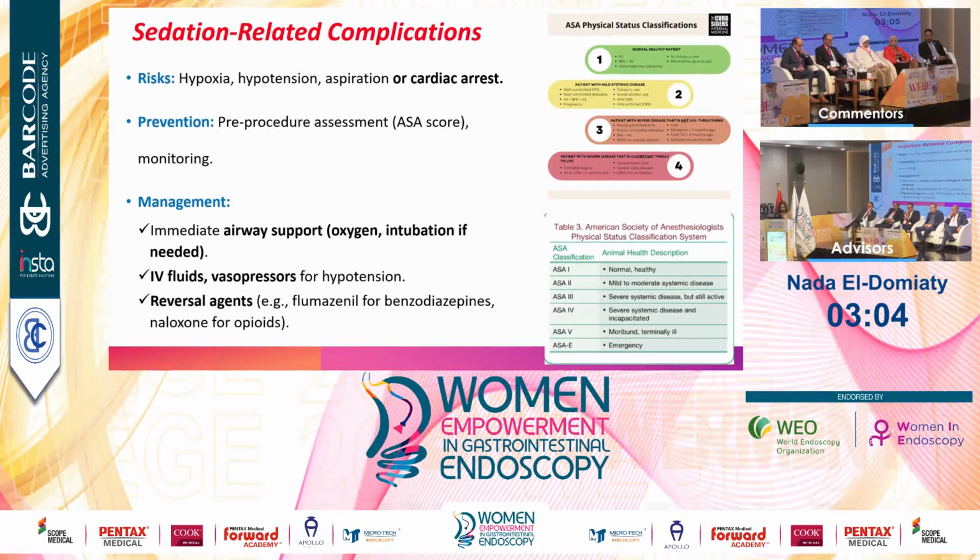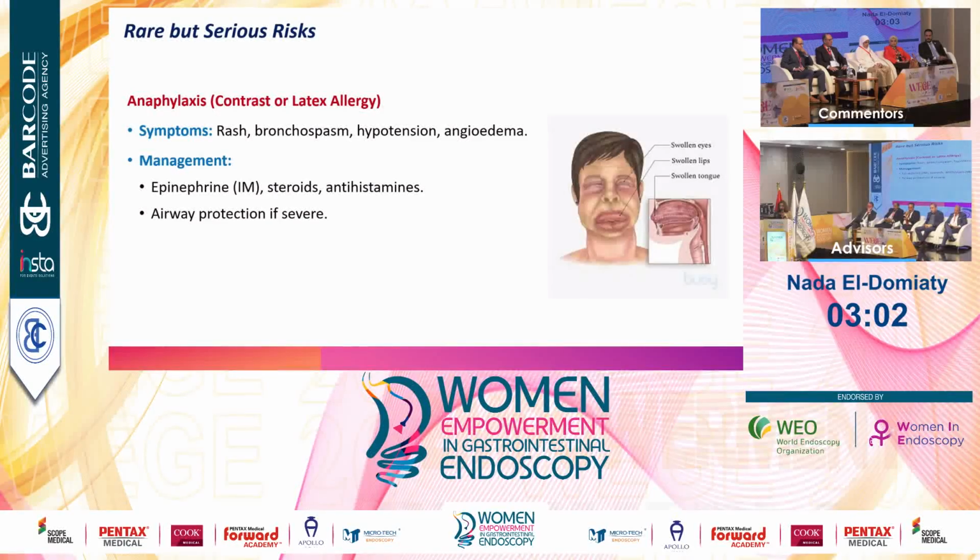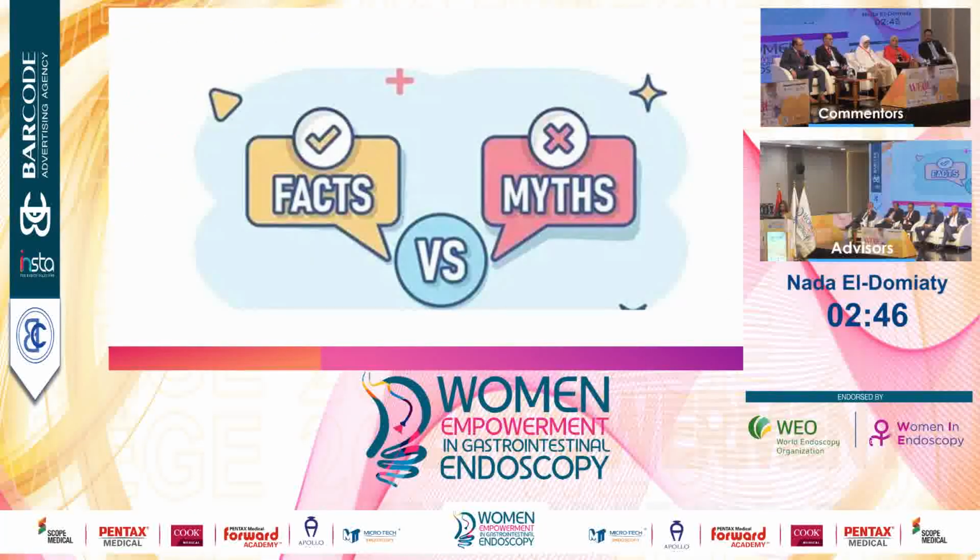for hypotension. A rare case, but sometimes it happens, is anaphylaxis from the contrast or latex allergy, and the symptoms will be like bronchospasm, hypotension, angioedema, as you can see here, with rash. Treatment: epinephrine, steroids, and antihistamines, or airway protection if severe. This is the most important part in the presentation.